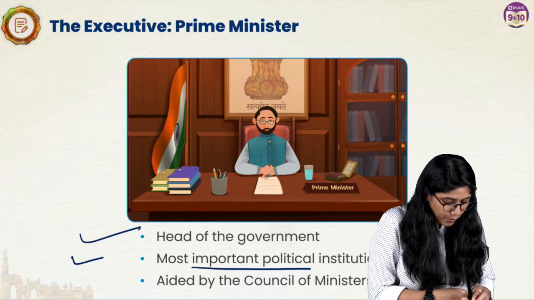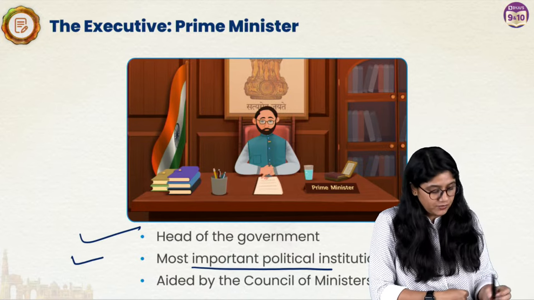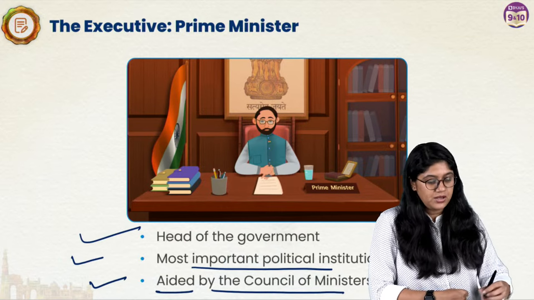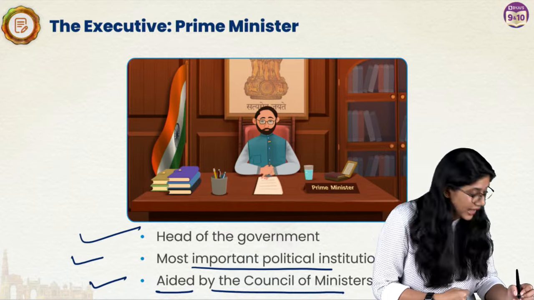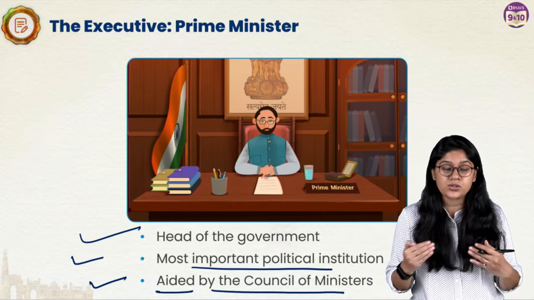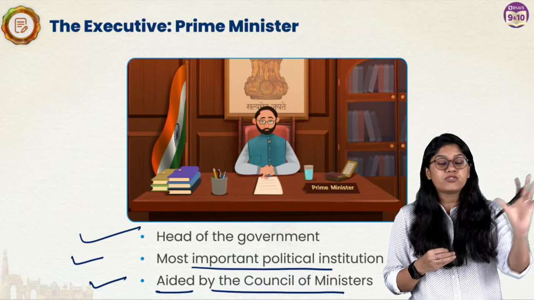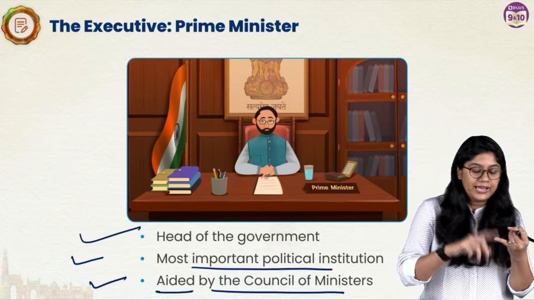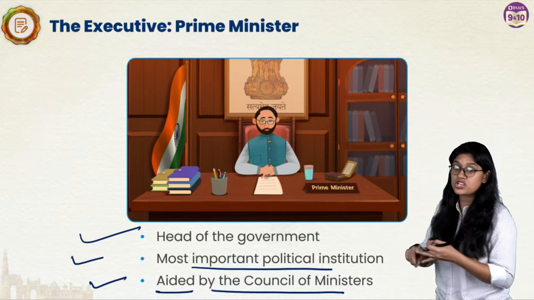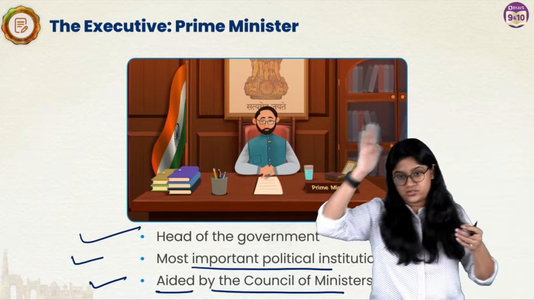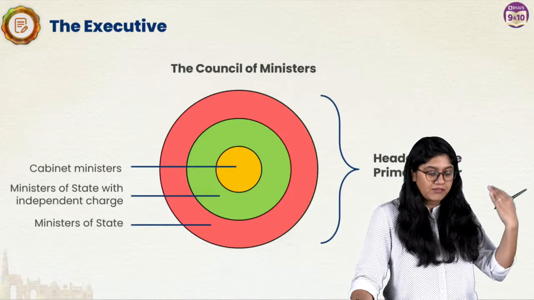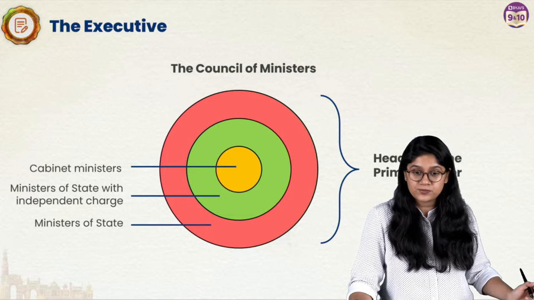Most important political institution, the government, right? And of course, he will be aided by the Council of Ministers. Prime Minister ke saath mein we will have the Council of Ministers also. We will have different ministers, right? Who will be handling different ministries: Health Ministry, Defense Ministry, Finance Ministry, right? Education Ministry, etc. So the Prime Minister is the head of the government. And then of course, we have different types of ministers, right?